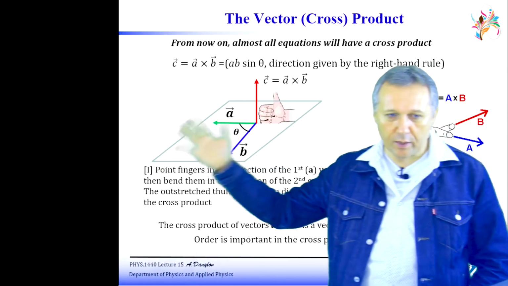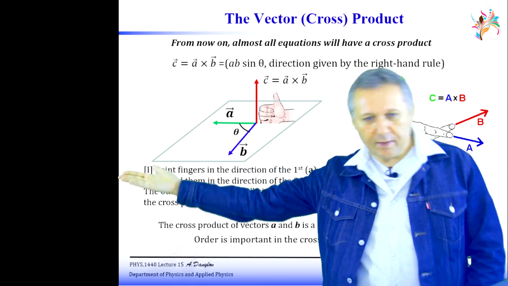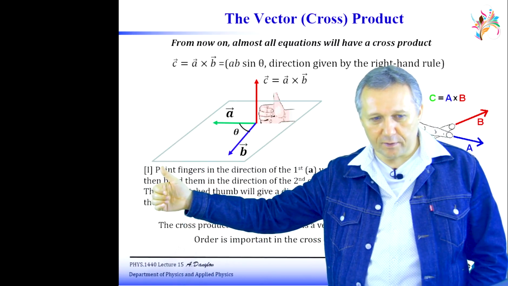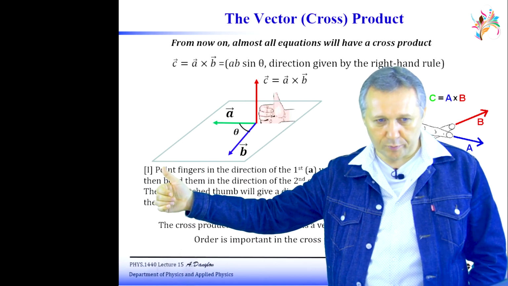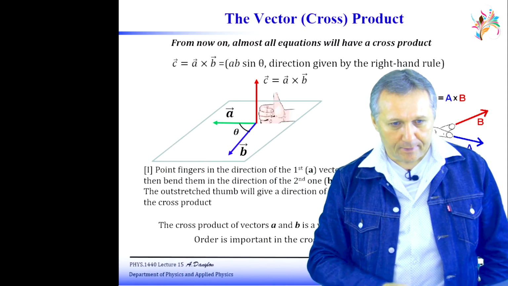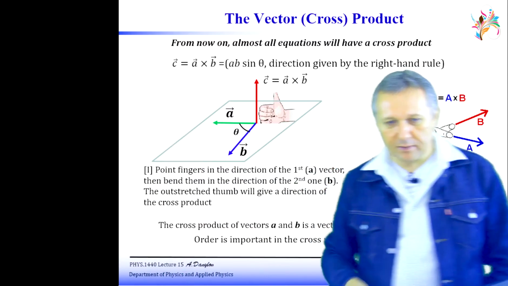Again, first align your hand along the first vector A, then orient your hand so that you can naturally bend your fingers in the direction of the second vector in the cross product. And the outstretched thumb gives you the direction of the cross product. So it's this approach, this method.